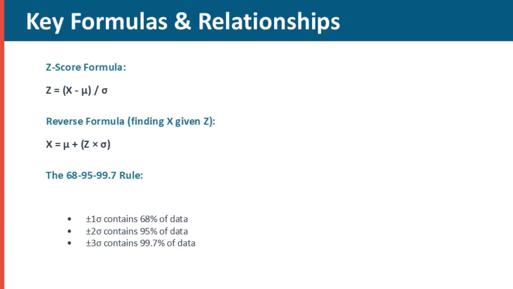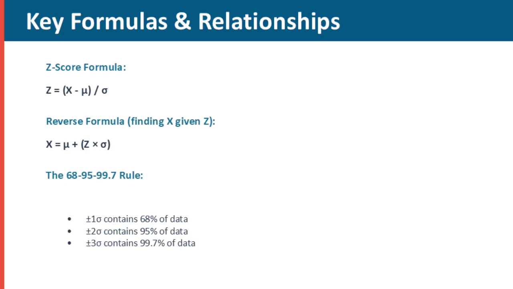The z-score formula is fundamental, which is nothing but your observation minus the mean divided by the standard deviation. This converts any value to standard deviations from the mean. The reverse formula is also equally important. Finding x given a z-score, which is nothing but x equals mu, which is your mean, plus z-score multiplied by your standard deviation, which is sigma. This is useful when you want a certain percentile and need to find the actual value.